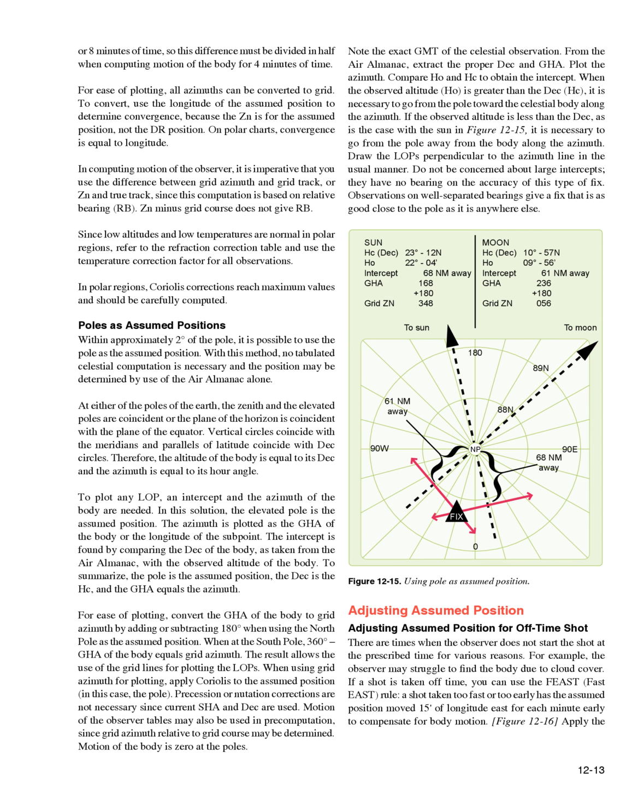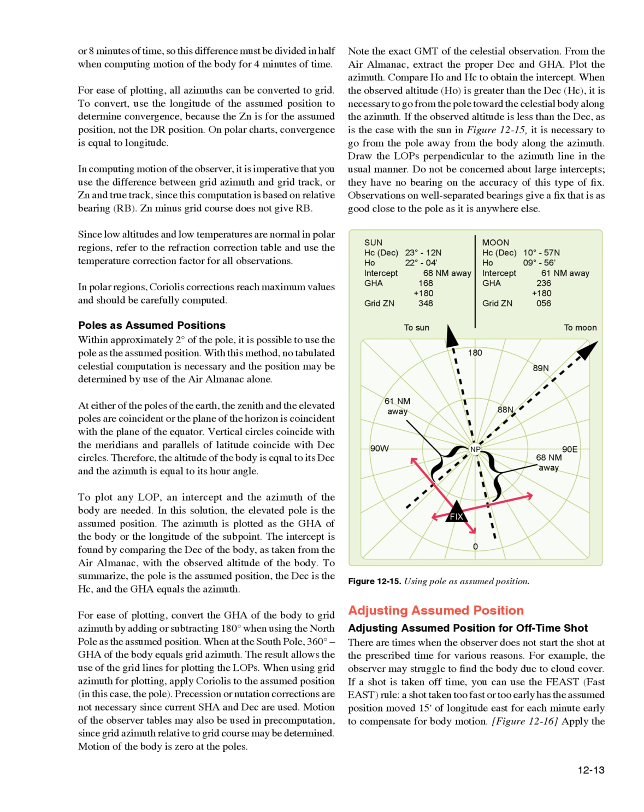When at the South Pole, 360 degrees, GHA of the body equals grid azimuth. The result allows the use of the grid lines for plotting the LOPs. When using grid azimuth for plotting, apply Coriolis to the assumed position, in this case, the pole. Precession or nutation corrections are not necessary since current SHA and deck are used. Motion of the observer tables may also be used in precomputation, since grid azimuth relative to grid course may be determined. Motion of the body is 0 at the poles.